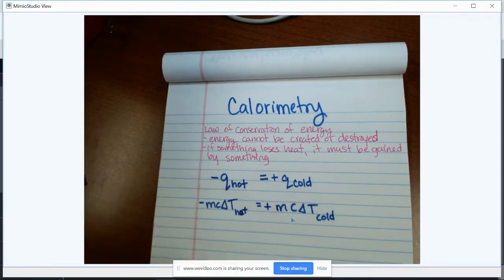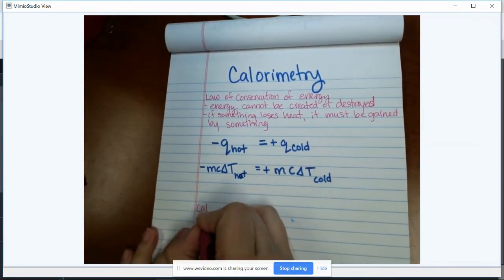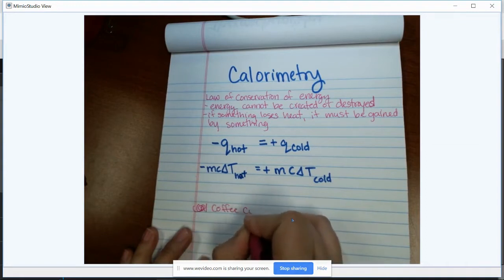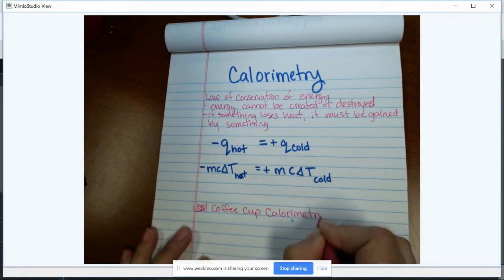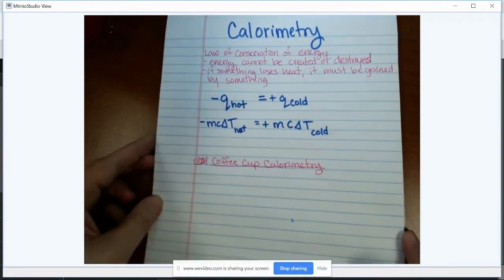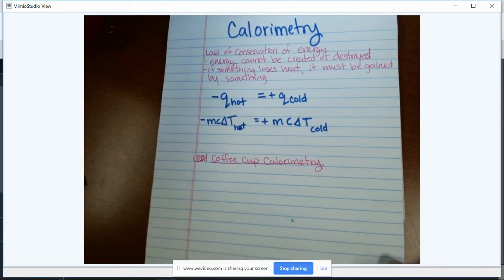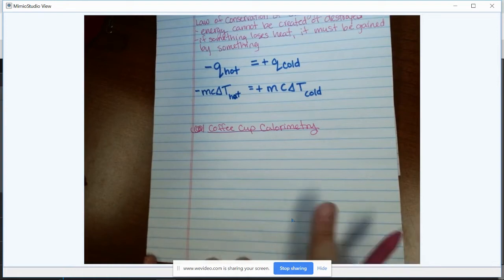In the lab, the type of calorimetry that we use is called coffee cup calorimetry, because it's easy and cheap, and an effective way for us to measure how much heat energy a substance has by transferring it. I'm going to describe this setup, this experiment, and then we'll actually do a lab exactly like what I'm describing. I'm going to draw some pictures here.